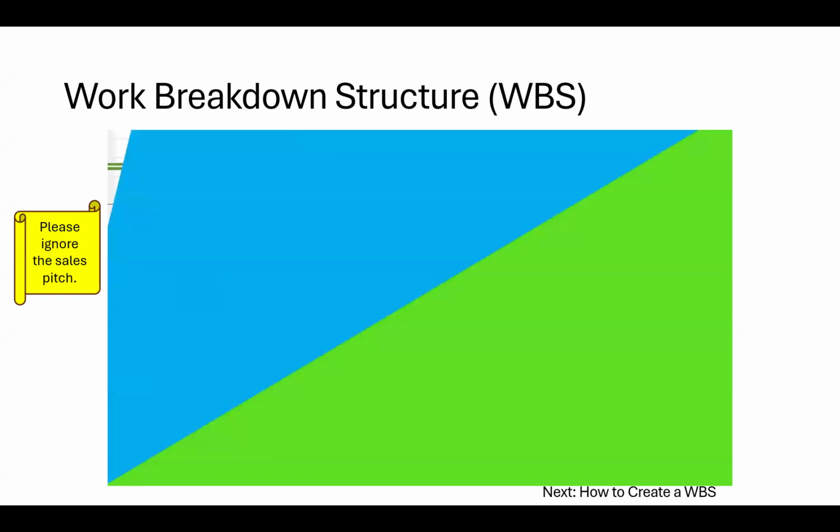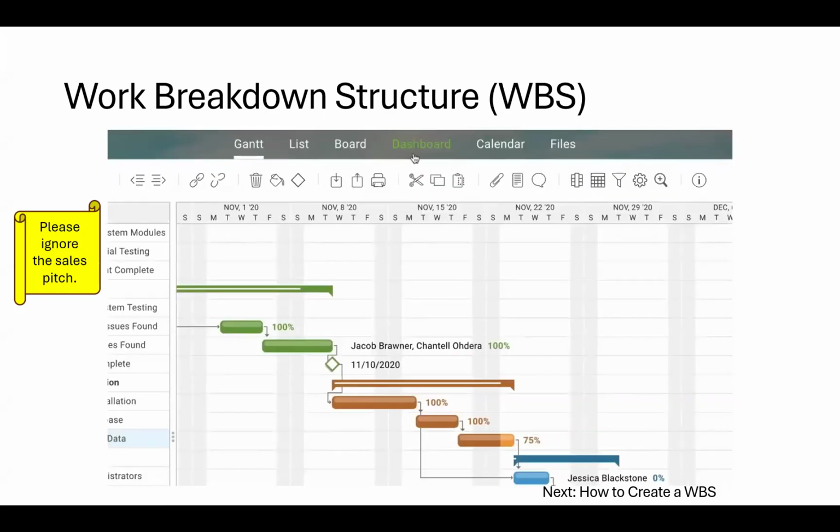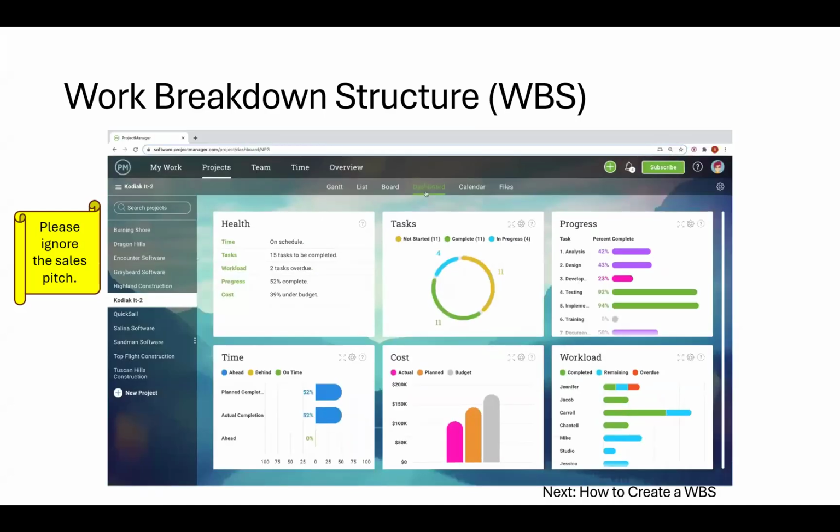As tasks move through the project cycle, the Gantt chart lets you see if your work breakdown structure is going to plan. But if you need something quicker and more high level, the real-time dashboard lets you view key project metrics in colorful charts and graphs.